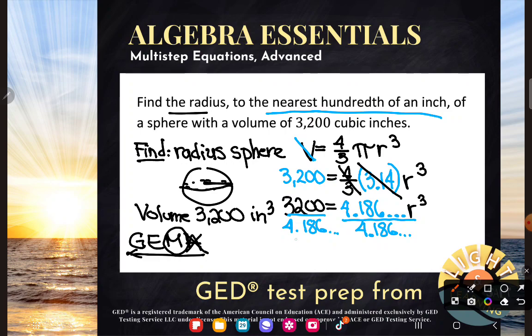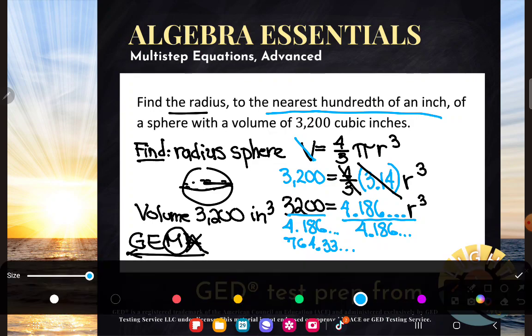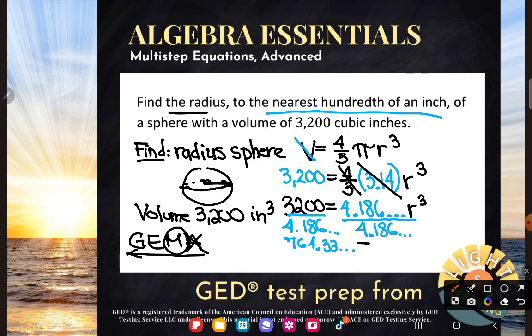And I get another ugly number, 764.33, yada, yada, yada. Again, I'm not losing it. Even though I'm not writing it all down, it's still in my calculator. And what is that going to be equivalent to? Well, multiplying by this long, ugly thing and dividing by the same long, ugly thing cancel. So all I have left on this side is r cubed.